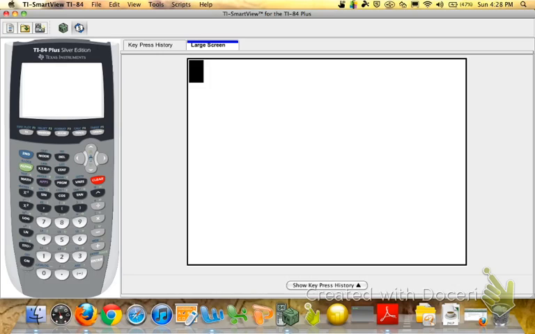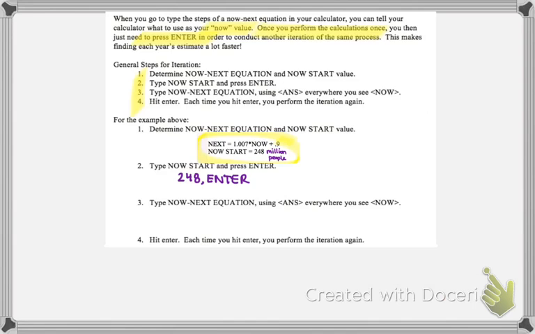Okay, so here on my calculator I'm typing 248 and I'm hitting enter. And what we're doing here is basically telling our calculator, hey, this number, this 248, is important. I want you to remember it. So we're basically storing it in the calculator by typing 248 and then hitting enter. What we want our calculator to remember is our starting population. That's our population right now at the beginning of the problem. So let's go ahead and check out what the next step tells us to do.